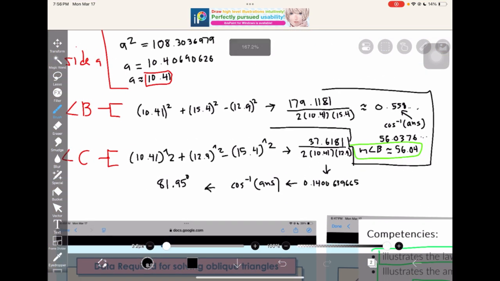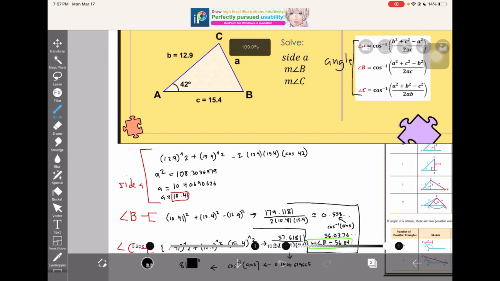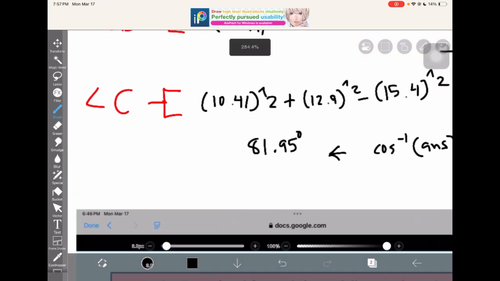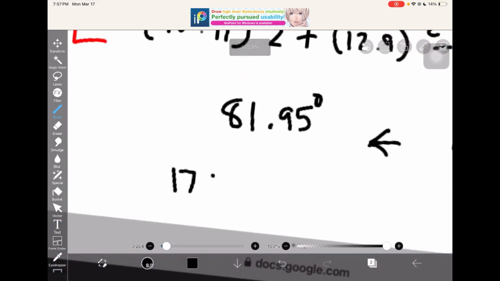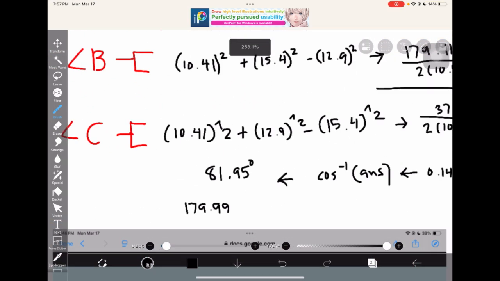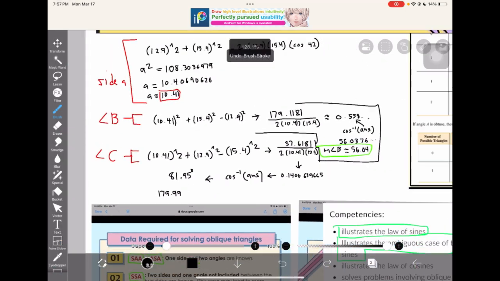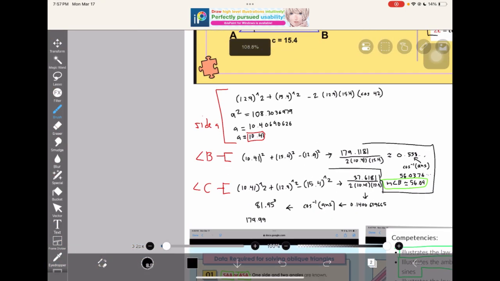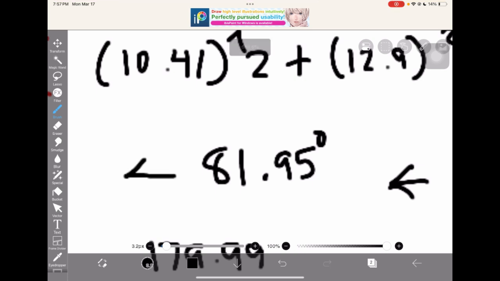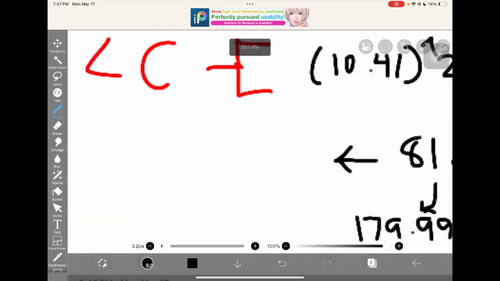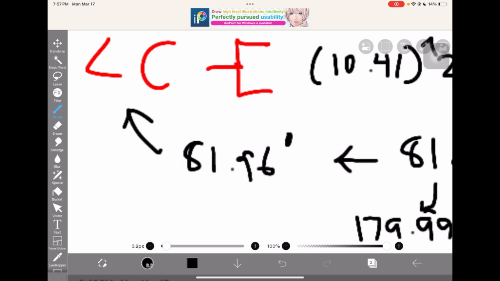Now let's try to add up everything here. So we got 81.95 plus 56.04 plus 42, and we have an unfortunate incident that it's all equal to 179.99 if we add these three angles up. So what you just need to do is just modify the last angle here. So we turn it into 81.96, and that's our final answer.